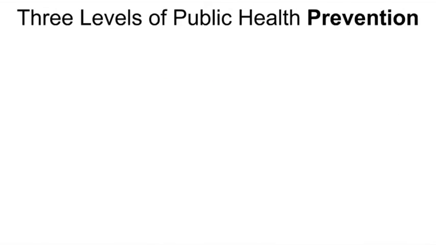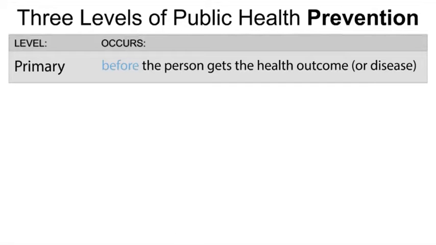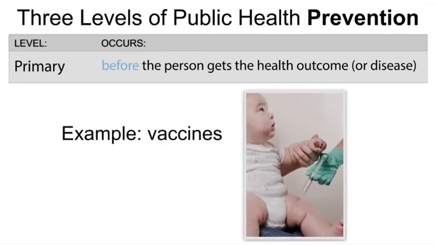There are 3 levels of public health prevention. Primary prevention occurs before a person gets a health outcome and tries to prevent the health outcome from occurring. Primary prevention may reduce the prevalence, risk, and/or rate of a health outcome. An example of a primary health prevention is vaccination. Vaccines prevent diseases from being contracted.